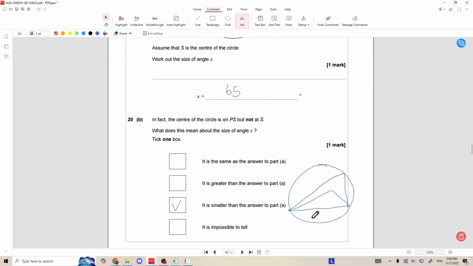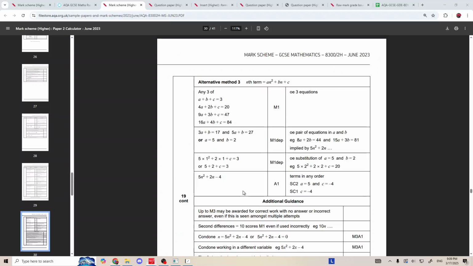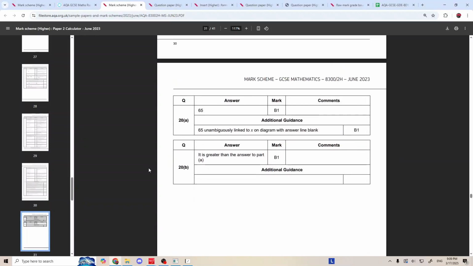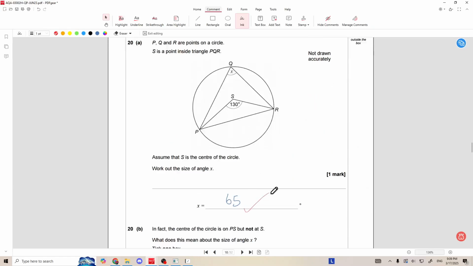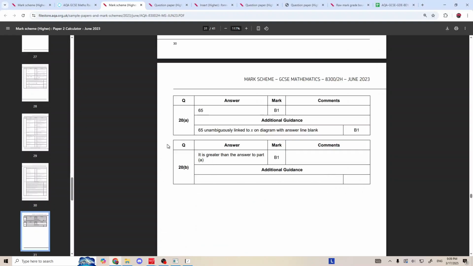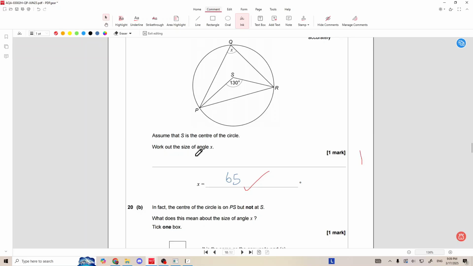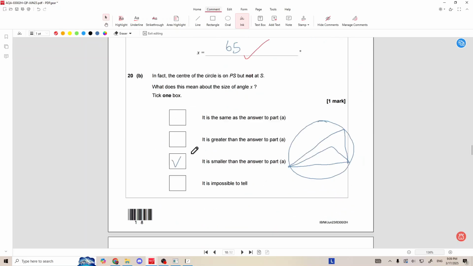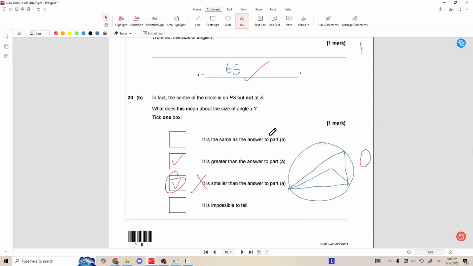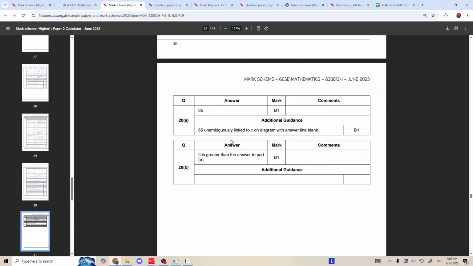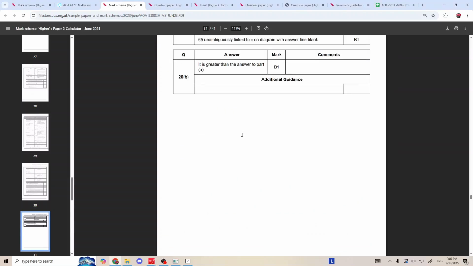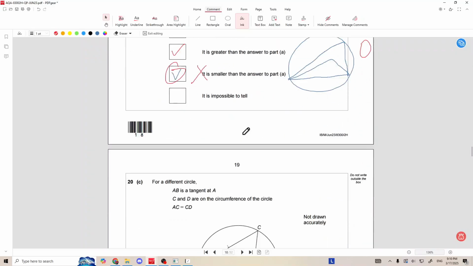Alright, 20. This is one I'm actually unsure of. I'm not sure for 20B, so I might get that one wrong. 65. Okay, B1. 65. And then it is greater than the answer to part A. Oh, I put it is smaller than the answer to part A, so I got that wrong. Whoopsie doopsie. Alright, that's my first question wrong. I actually didn't know the answer to this, I just don't have a way to find out.